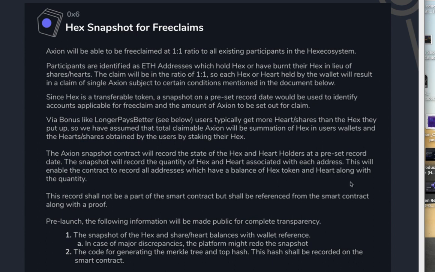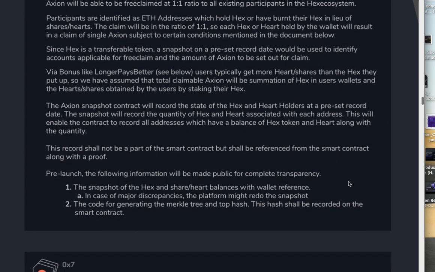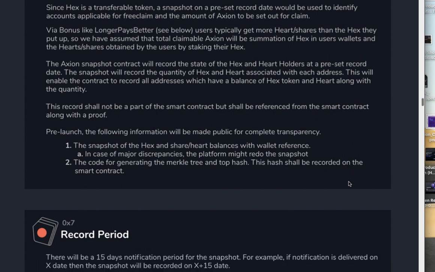The Axion Snapshot contract will record the state of the Hex and heart holders as of a preset record date. The snapshot will record the quantity of Hex and heart associated with each address. This will enable the contract to record all addresses which have had a balance of Hex token and heart along with the quantity. This record shall not be a part of the smart contract, but shall be referenced from the smart contract along with the proof.